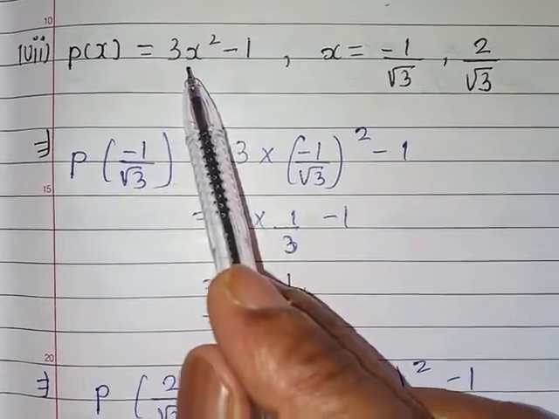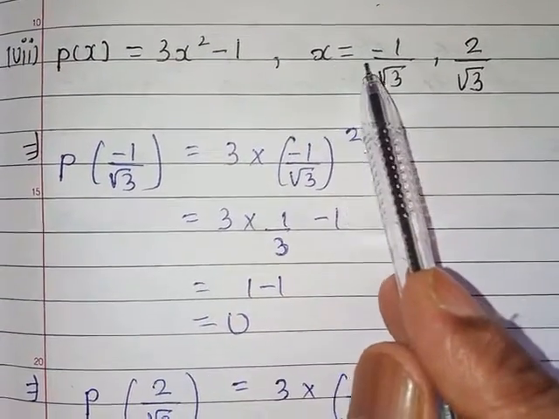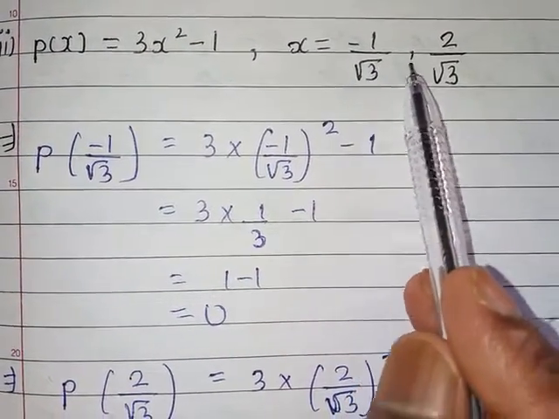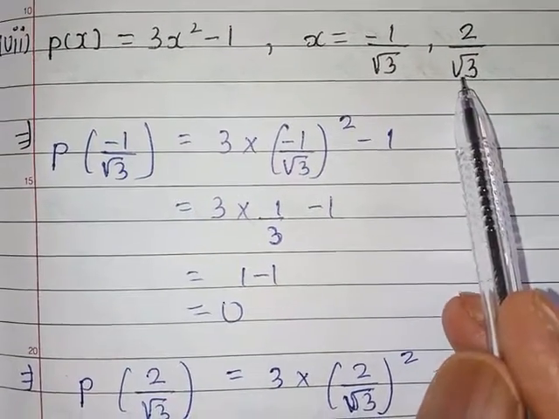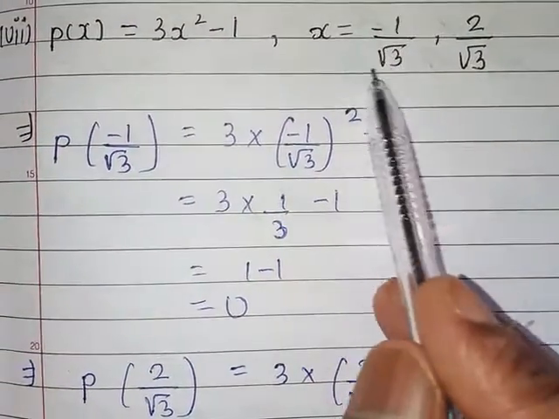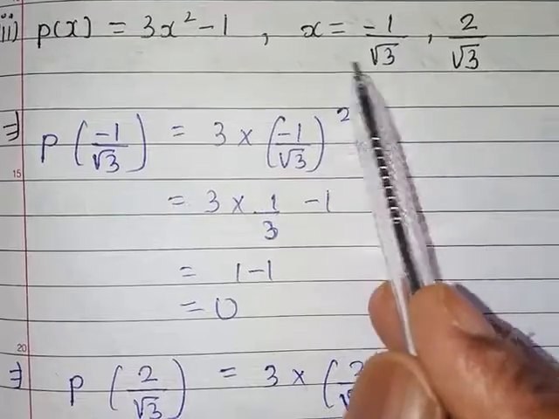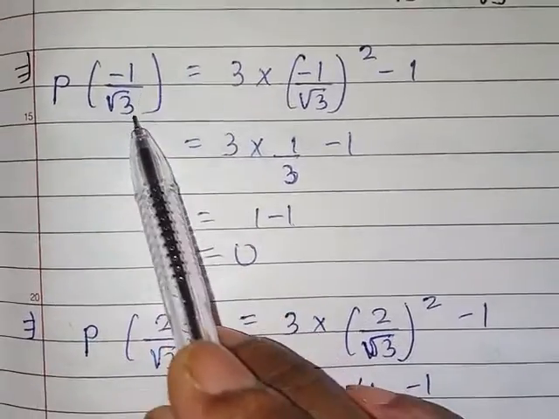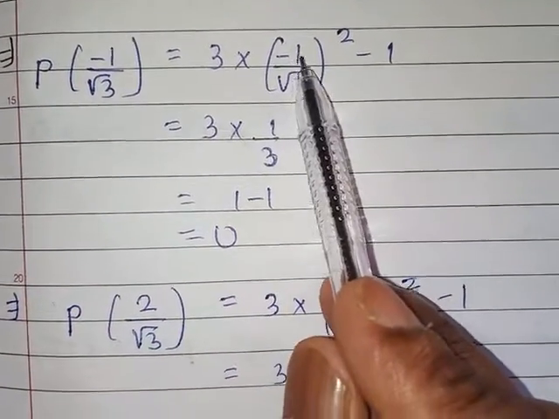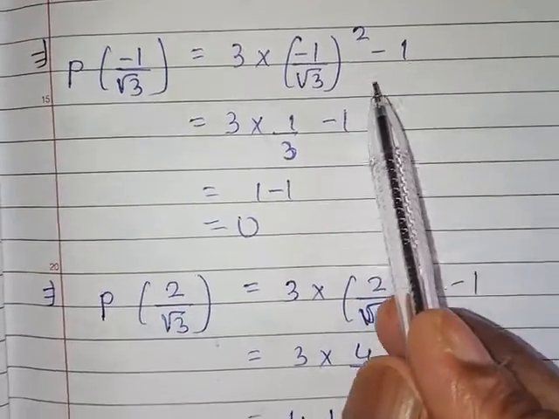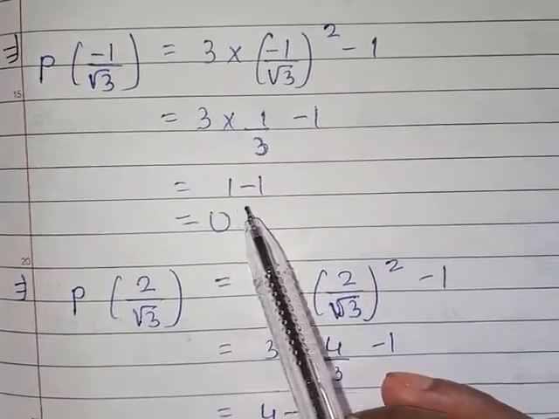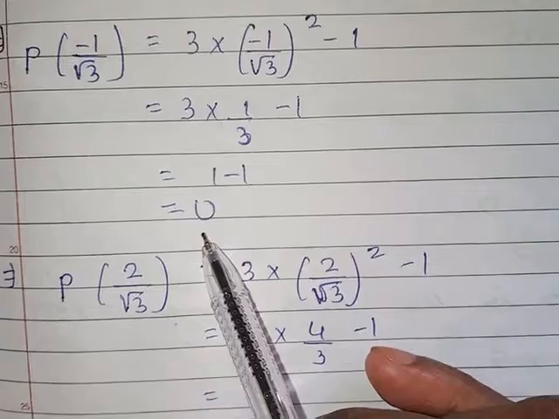p(x) is equal to x square minus 1, where x is equal to minus 1 by root 3 and 2 by root 3. If you substitute, first take x as minus 1 by root 3. So p of minus 1 by root 3 is equal to minus 1 by root 3 whole square minus 1. So the 3s will cancel out, and we get minus 1 plus 1, which is equal to 0.